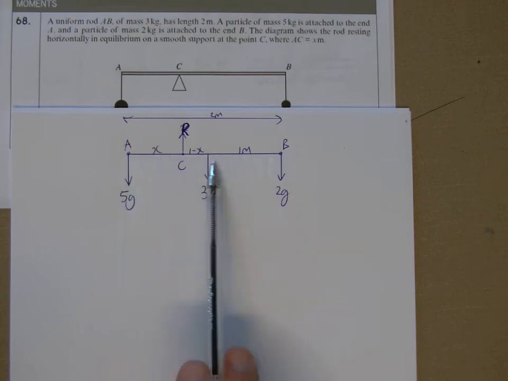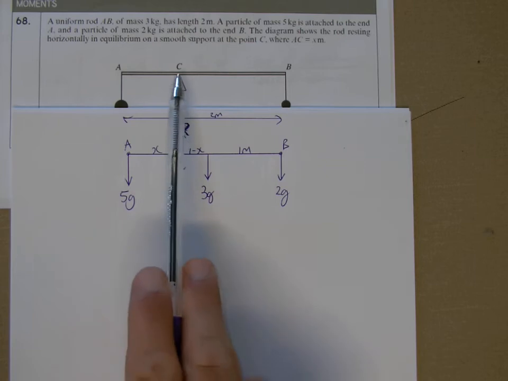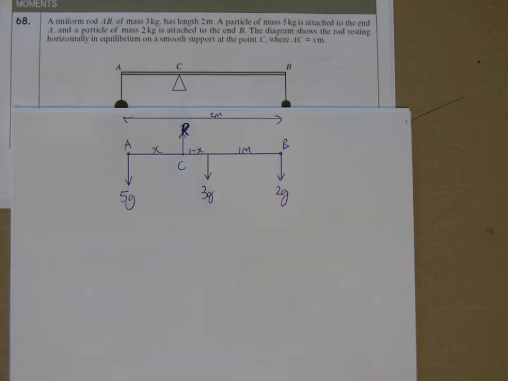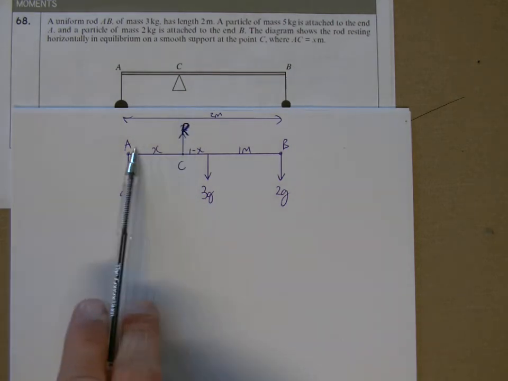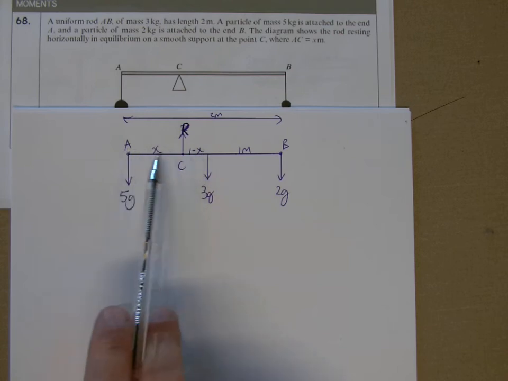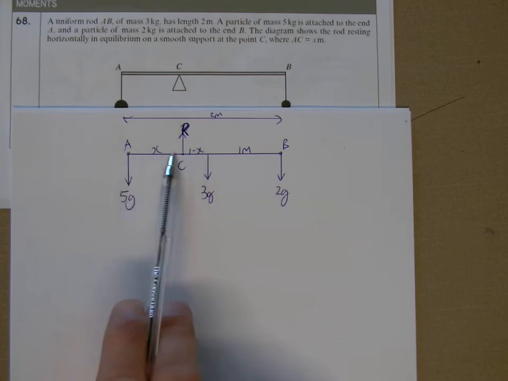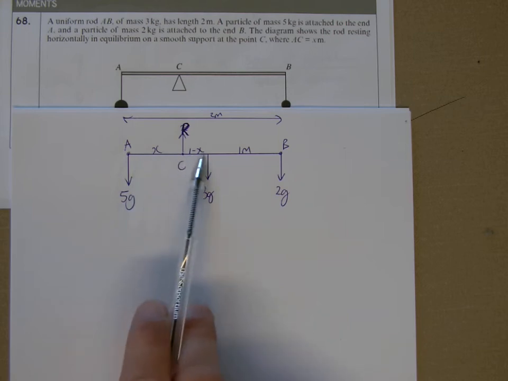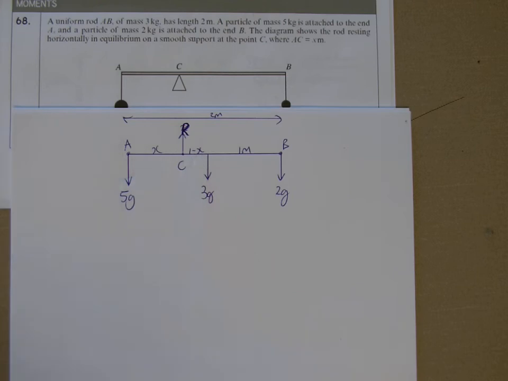In terms of my lengths, because I've got a reaction here at C, this is a support at C, there's a force pushing upwards to keep this balanced. I've split up my 1 meter on this side, because it said that AC is X. So if AC is X, then that to the center is going to be 1 minus X, whatever's left from 1. So that's how you work that out there.